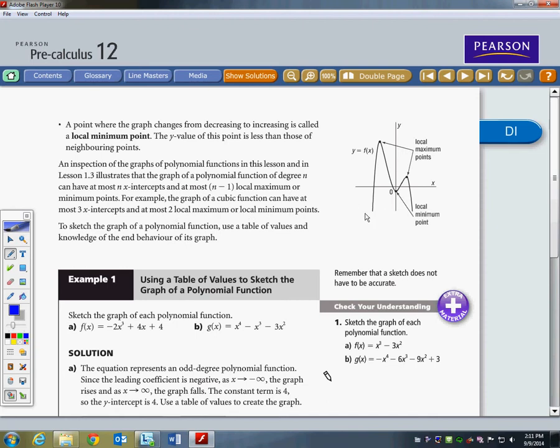For example, the graph of a cubic function can have at most 3 x-intercepts and at most 2 local maximums or minimums. So here's an example of a degree, it's probably of degree 1, 2, 3, 4, and it has 3 turning points. In this case, 2 maximums and 1 minimum.